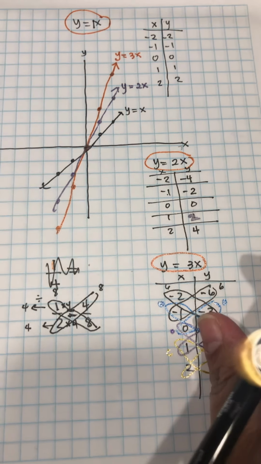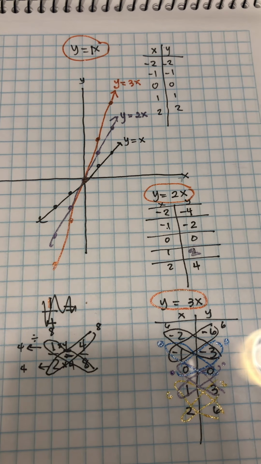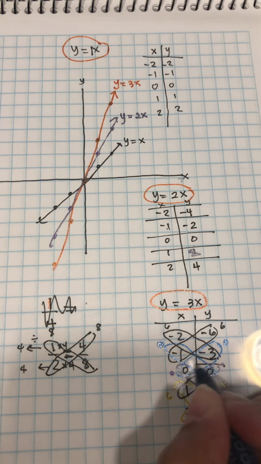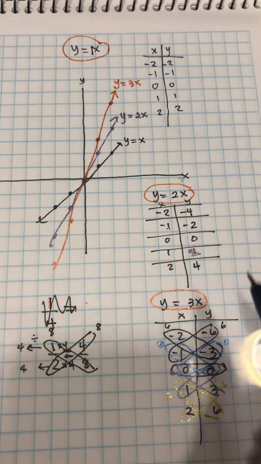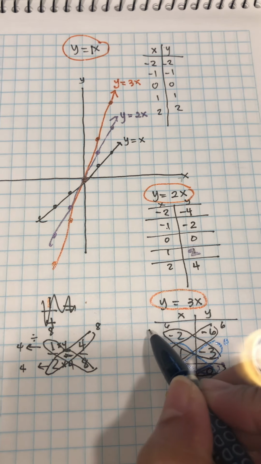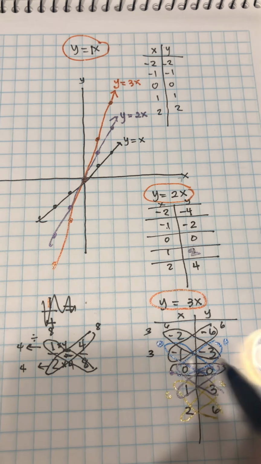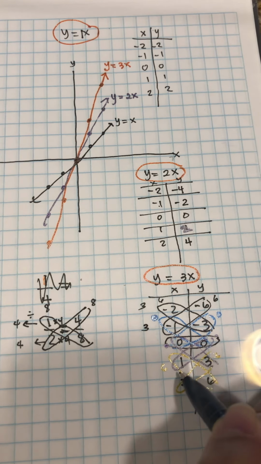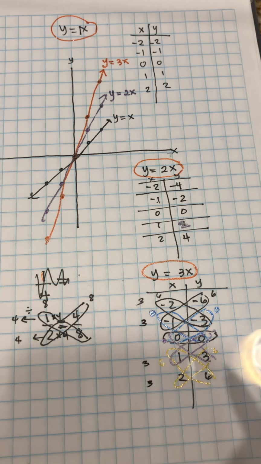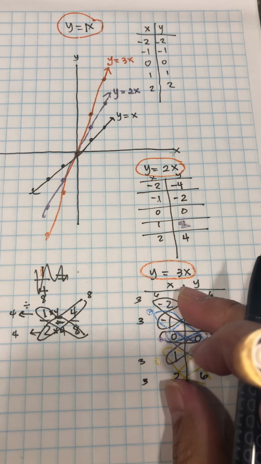Okay, now let's test it using our division. And when we do that, we cannot use our 0. Remember that? All right, so let's do -6 divided by -2. It's 3. -3 divided by -1 is 3. 3 divided by 1 is 3. 6 divided by 2 is 3. So this is showing proportion.